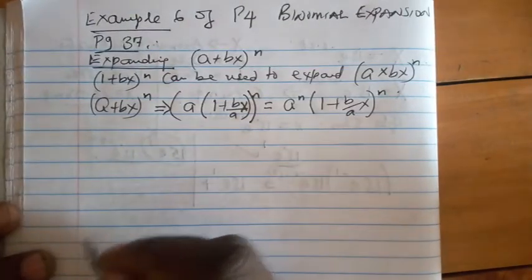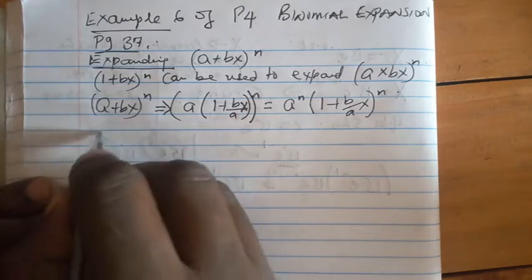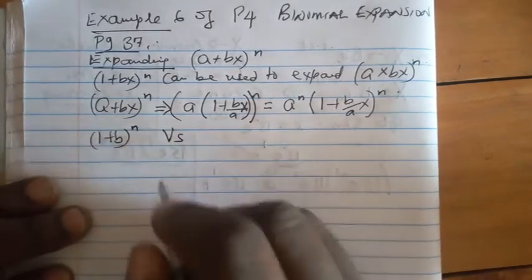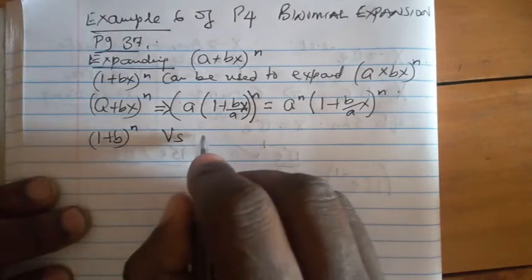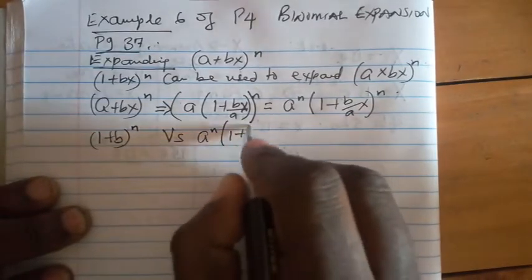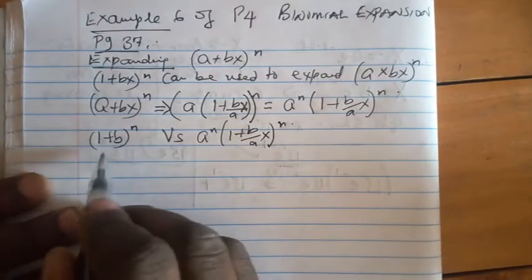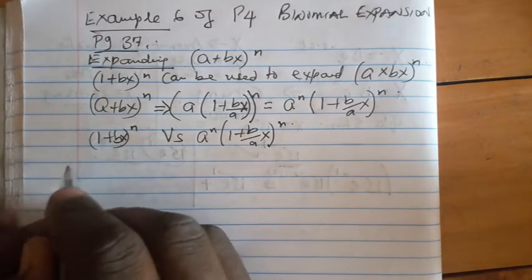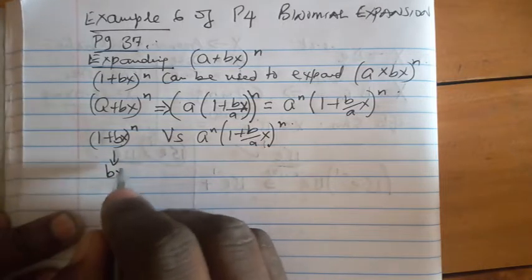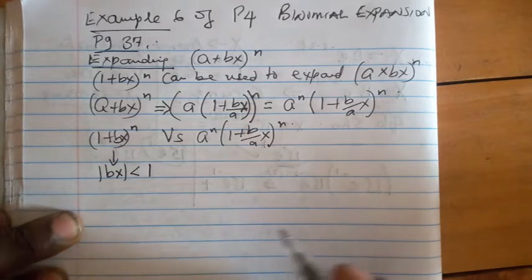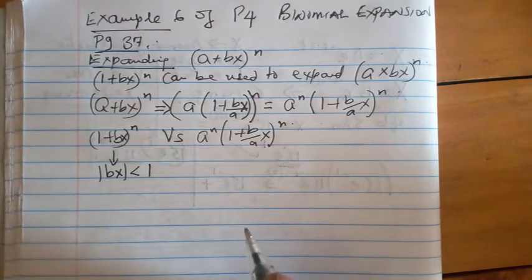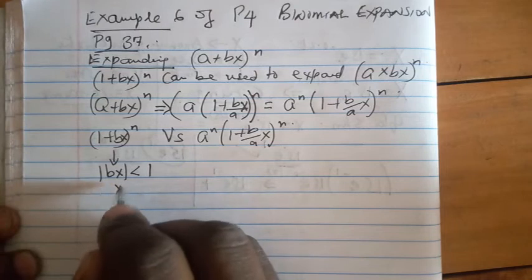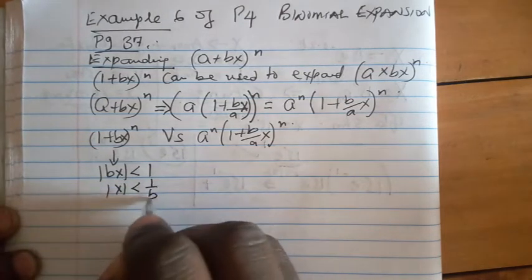It must be compared with the following. When we have (1 + bx) raised to power n, versus a^n (1 + (b/a)x) raised to power n, we're saying that the expansion of (1 + bx)^n is valid when |bx| is less than 1. And every time we're talking of that, we are talking about when the modulus of x is less than 1 over b.